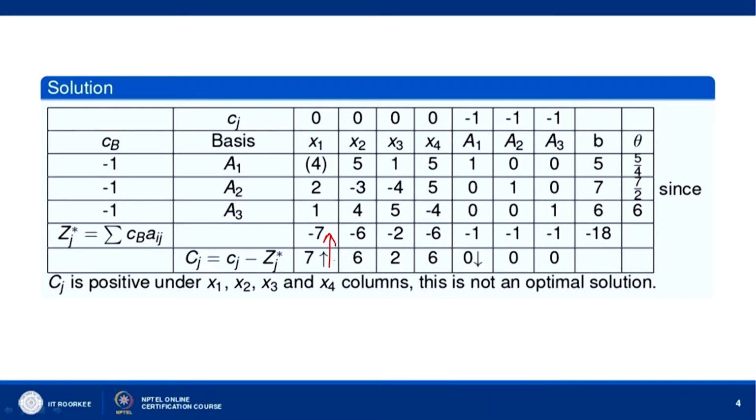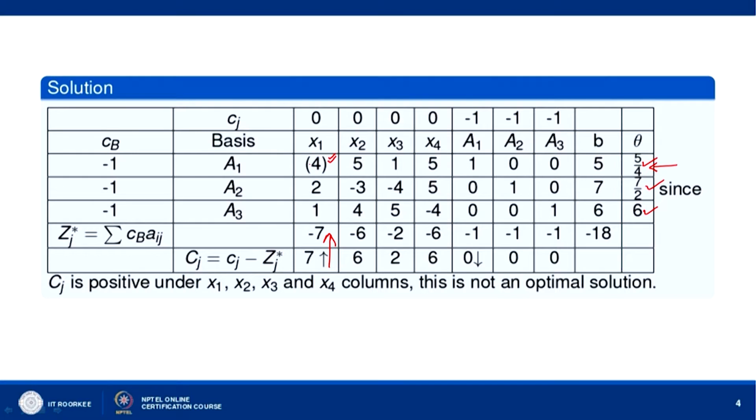The elements of the key column, 4, 2, 1, are there. We divide B value by 4 to get 5 by 4, divide 7 by 2 we get 7 by 2, divide 6 by 1 we get 6, and then we have to see which one is the minimum. So, 5 by 4 clearly is minimum, and therefore this is key row. So, this is key row and this is key column. Their intersection is this key element 4.